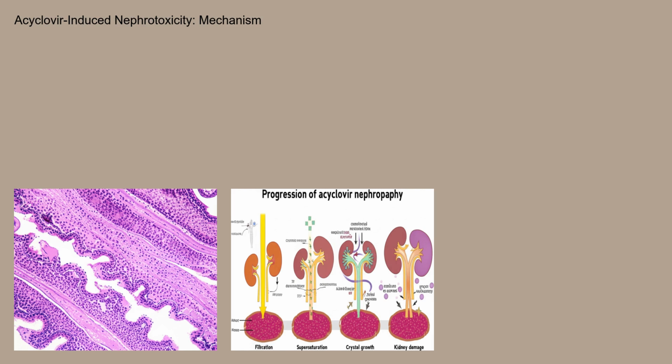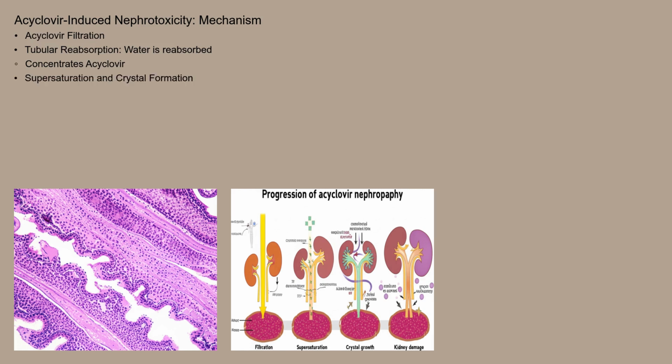Now let's talk about what's actually happening inside the kidney. After acyclovir is administered, it's filtered by the glomeruli in the kidneys. As the fluid moves through the renal tubules, water is reabsorbed, concentrating the acyclovir. If the concentration exceeds its solubility limit, the acyclovir precipitates out of the solution, forming microscopic crystals. These crystals can then aggregate and grow, eventually forming larger stones that obstruct the renal tubules, leading to inflammation and potentially kidney damage. This obstruction can cause a backflow of urine, further increasing pressure within the kidney.